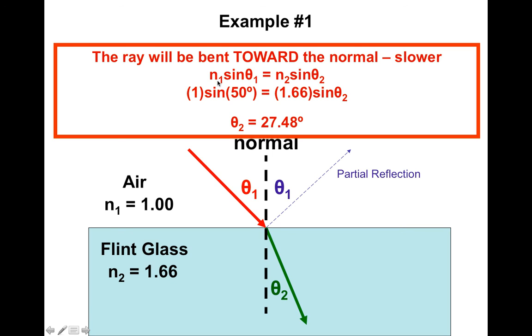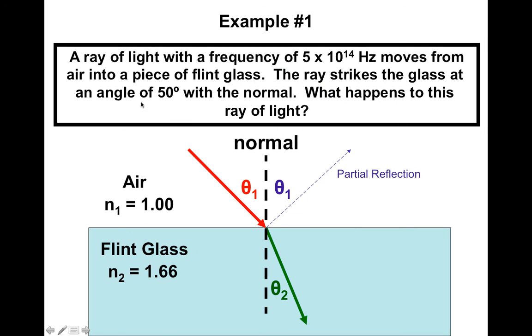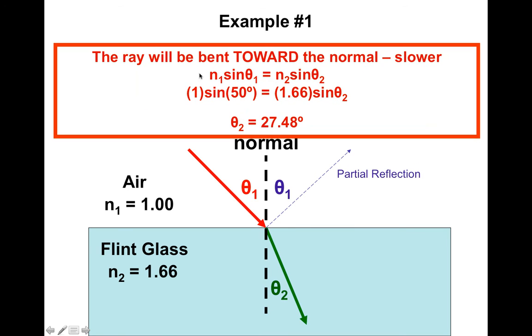So we have our formula N1 sine theta 1 equals N2 sine theta 2. N1 and N2 come directly from what kind of material or substance you have. So N1, that's where we get our 1 from. N2, 1.66, comes directly from what flint glass, our index of refraction, is. Sine of 50, because they told you in the problem that you had an angle of 50, and we're looking for sine of theta 2. Go through, solve for theta 2, and we get 27.48 degrees.